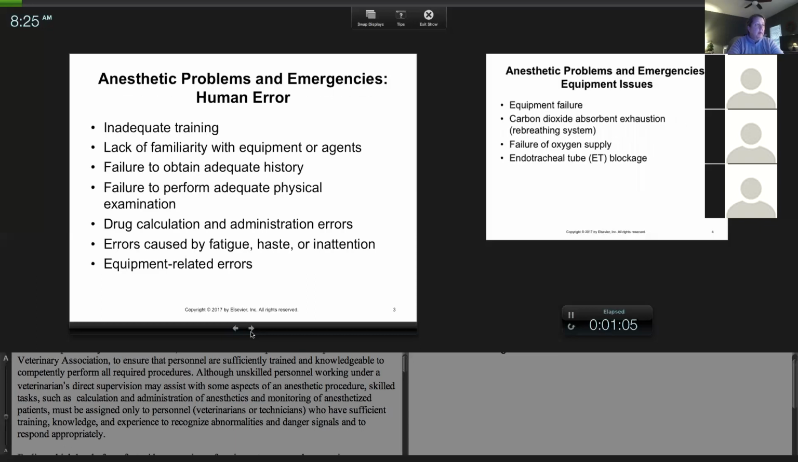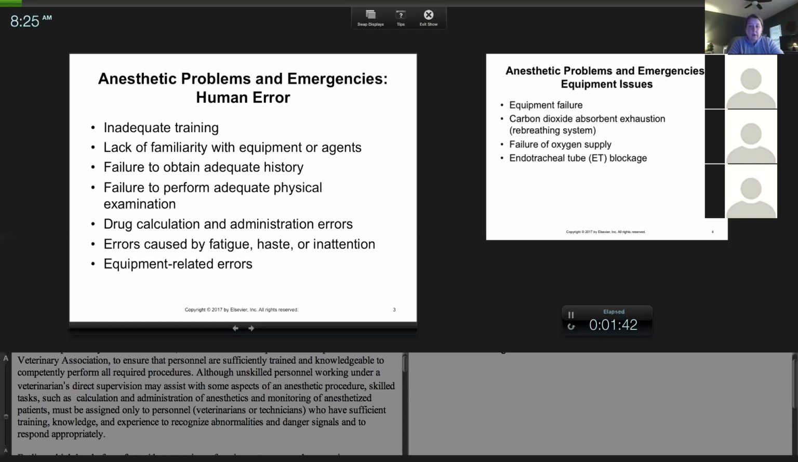Now, the human error part is where we have a lot of control, because you can do everything you can. Right now we're trying to give you training. I'm trying to give you tips, explain scenarios, make sure you understand equipment. But if you're not familiar with the equipment or the agents, you have to understand the drugs you're giving. That's why I say review the drugs before surgery. Make sure you know how the machine works.